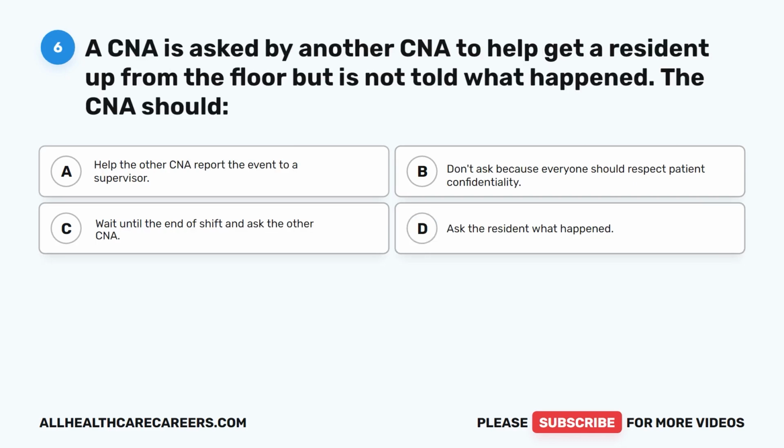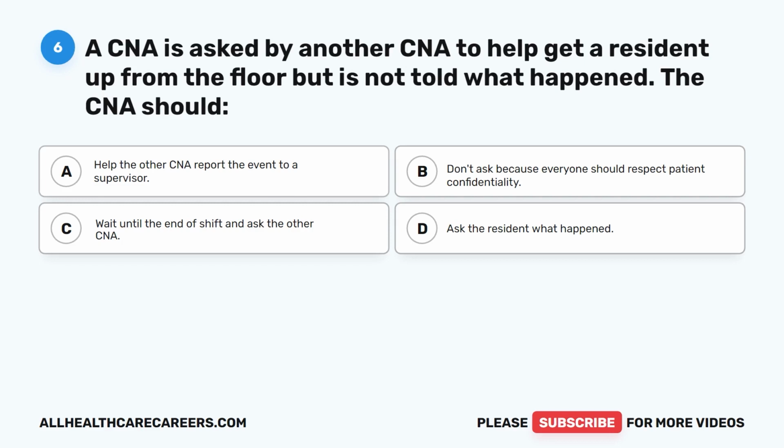Question 6. A CNA is asked by another CNA to help get a resident up from the floor, but is not told what happened. The CNA should A. Help the other CNA report the event to a supervisor. B. Don't ask because everyone should respect patient confidentiality. C. Wait until the end of shift and ask the other CNA. D. Ask the resident what happened.